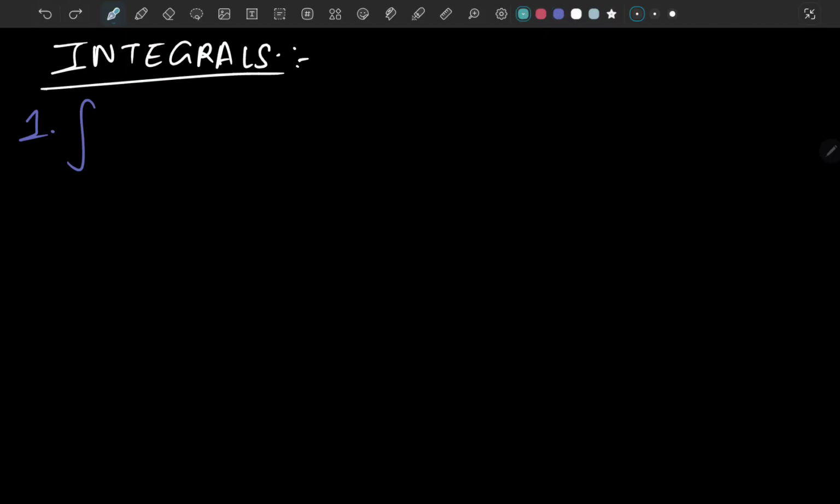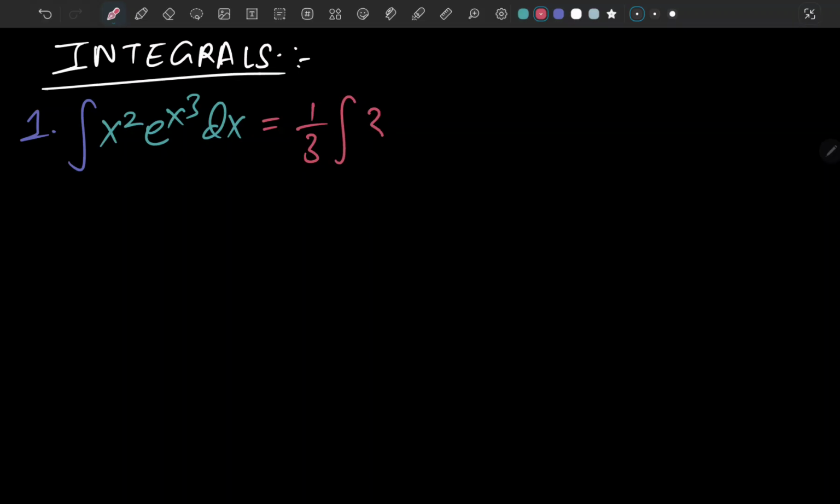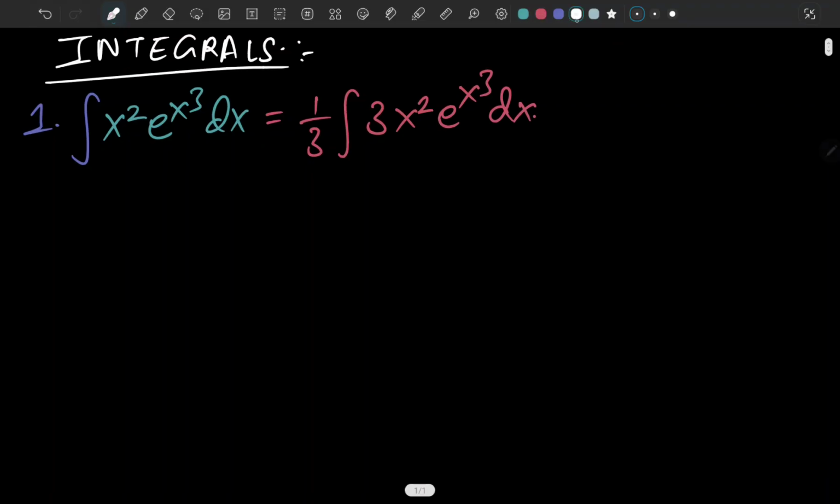Okay. So the integral is x squared times e to the x cubed dx. That is what our integral is, and most of you would say that it's very easy to evaluate. Let's do this simplification, which is very easy. I have just multiplied and divided by 3 in this integral. And why did I do that? Because the derivative of this thing is this and that, right?